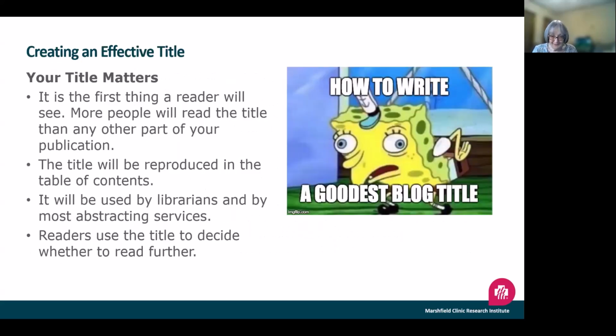Your title. Your title is a really important part of your paper. It's the first thing that a reader is going to see, and more people will read your title than any other part of your publication. It's reproduced in the table of contents in a journal, and it'll be used by librarians for abstracting services. And oftentimes readers are going to use the title to decide whether to read your article.